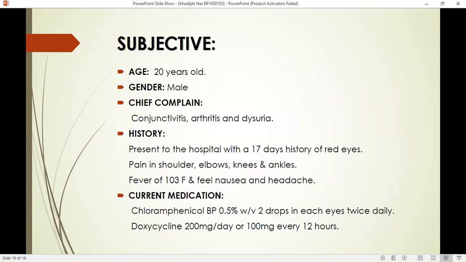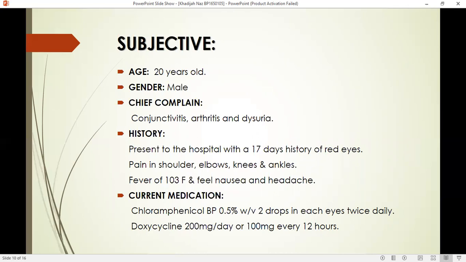SOAP notes. Subjective. The patient's age is 20 years old. Gender is male. He was complaining about conjunctivitis, arthritis, and dysuria. History is that he presented to the hospital with 17 days of history of red eyes, and he was complaining about pain in the shoulders, elbows, knees, and ankle. Fever of 103 Fahrenheit, and he feels nausea and headache.